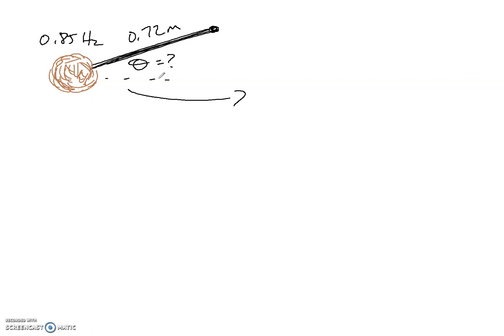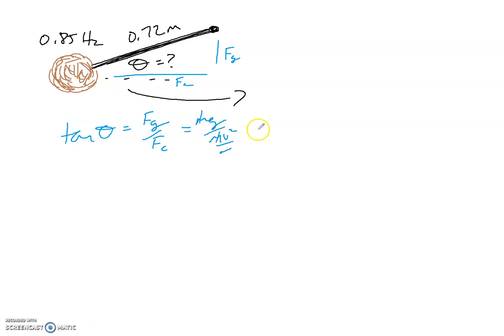Now, seeing as I am looking for the angle, I might want to start with something that actually involves the angle. And of course, the angle is actually created by the forces. So let's see if we can work with that. We've got FC down here, FG over here. If we just use tan theta, we can incorporate the forces. So FG over FC, and of course mg divided by mv squared over r. The masses cancel out, and we're left with rg divided by v squared.